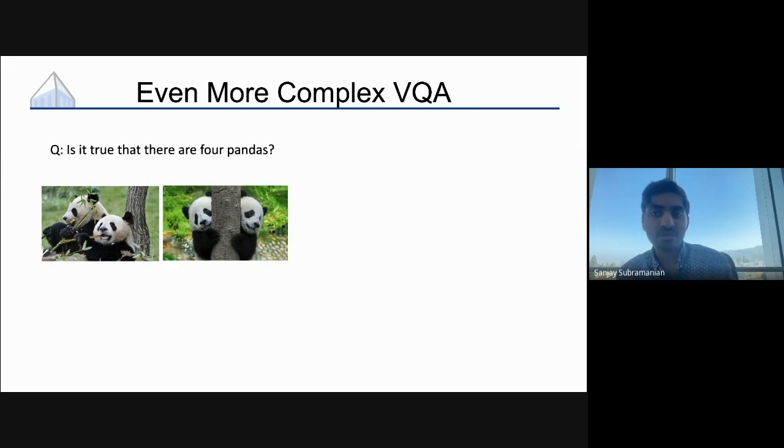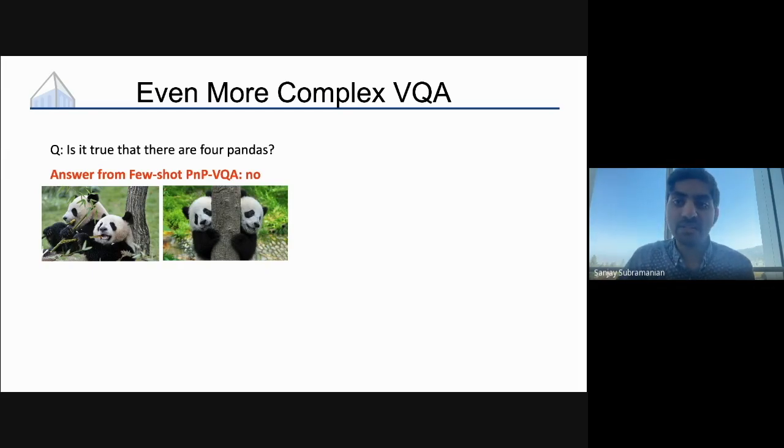So let's consider this question now. Is it true that there are 4 pandas? Few-shot PNP VQA, if we were to prompt the language model with captions for both of these images, once again answers incorrectly in this case. It says, no, there's not 4 pandas, but in fact, there are.